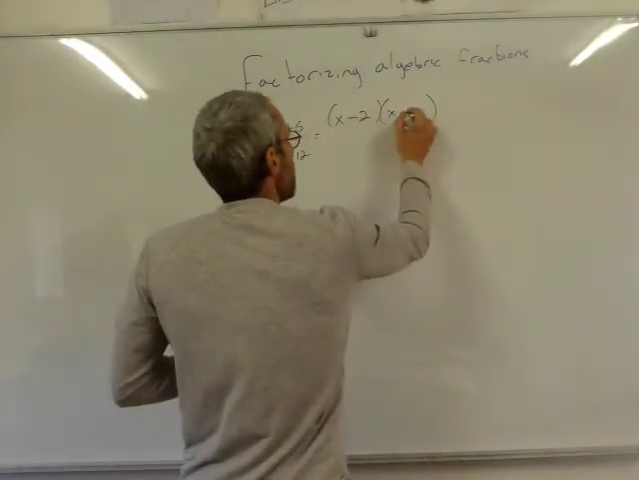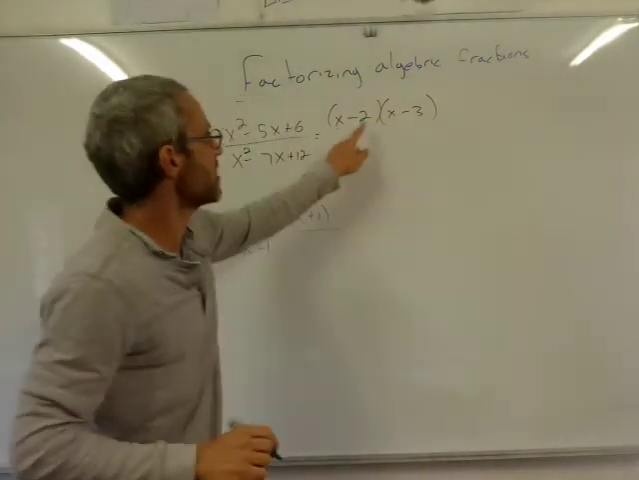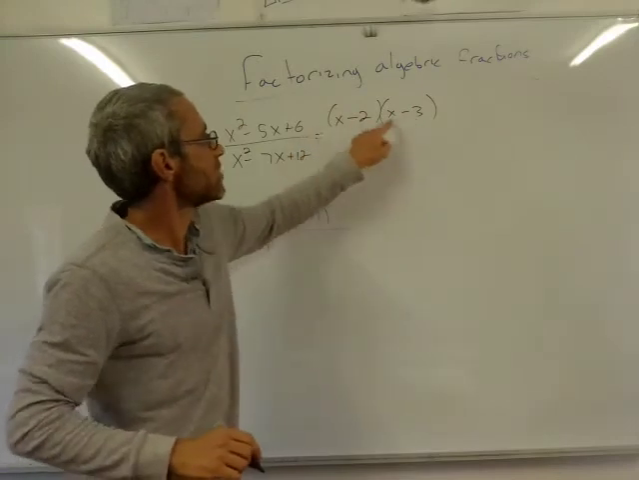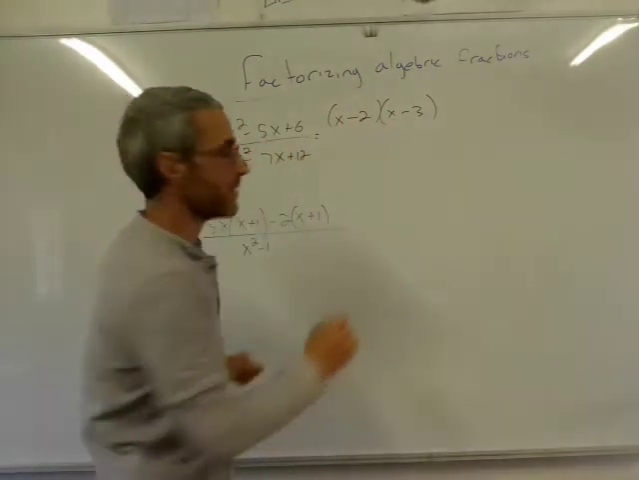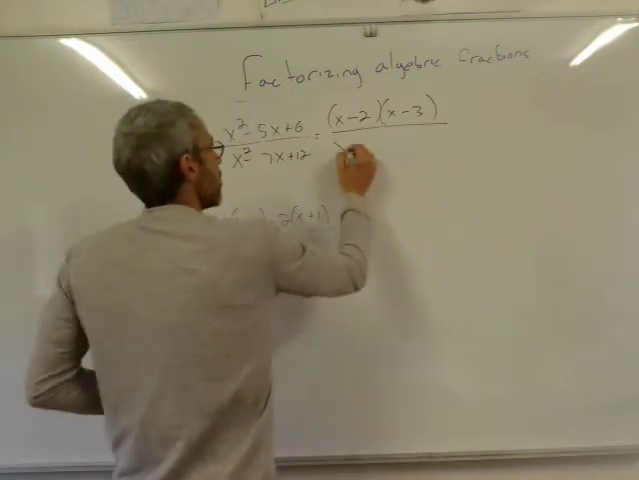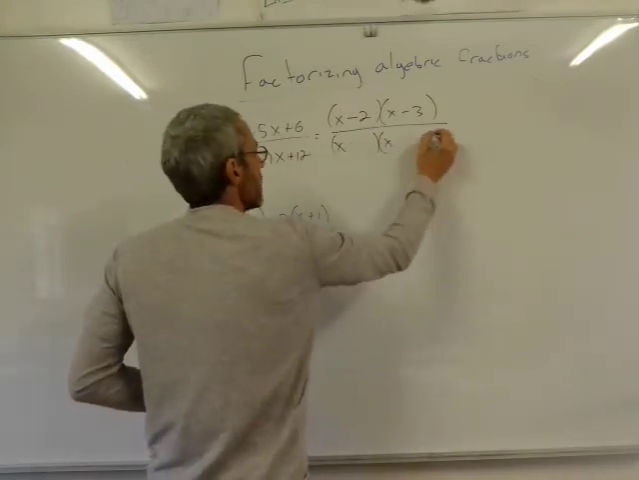Those two numbers are minus 2, minus 3. Minus 2 times minus 3 is 6. Minus 2 minus 3 is minus 1. Okay, divided by, now again, x and x.